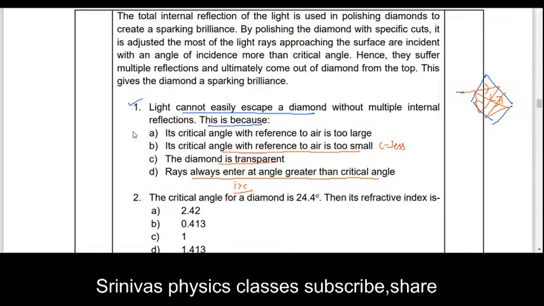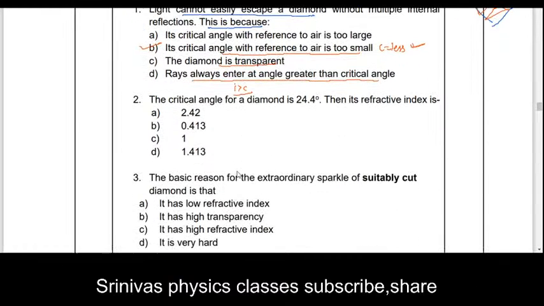in the 15th question. You have to take this one. This is the more accurate answer. Okay, critical angle is less. Next, let us go for the second question.